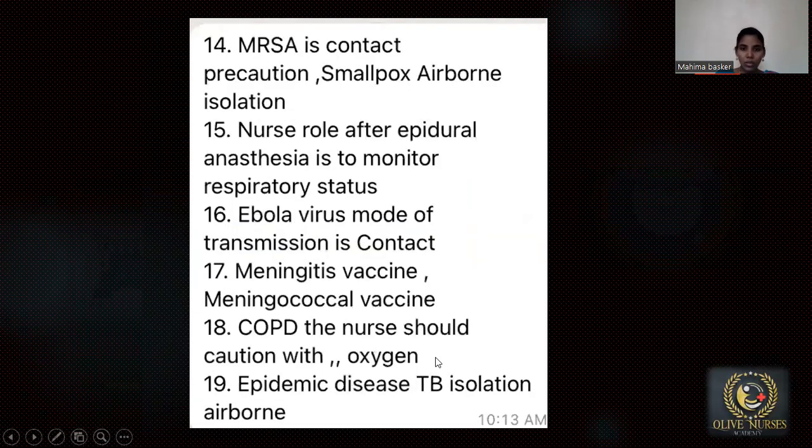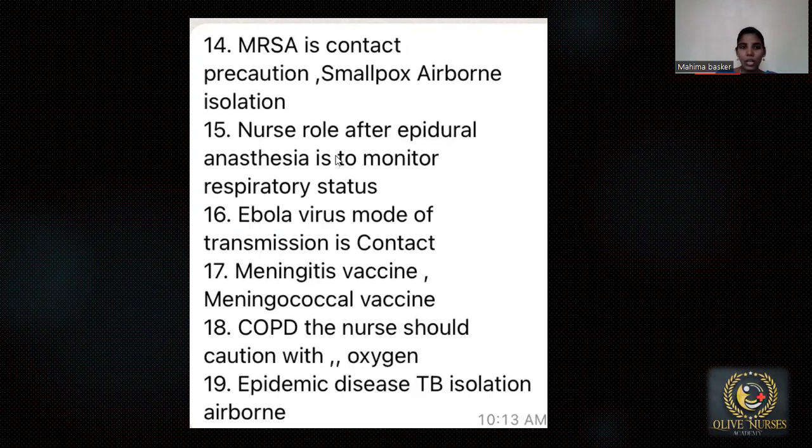We'll move on. So these are your previous question papers. Concentrate. MRSA. What is MRSA? Methicillin-resistant Staphylococcus aureus. So contact precaution should be followed. Smallpox is airborne isolation precaution. So when an MRSA question comes, you have to remember contact precaution. Second one, smallpox: the route is airborne transmission and isolation is needed.